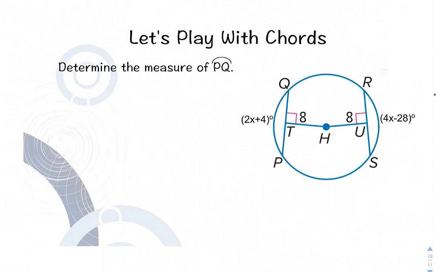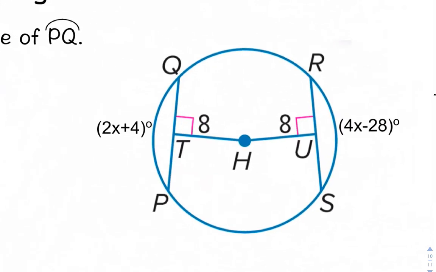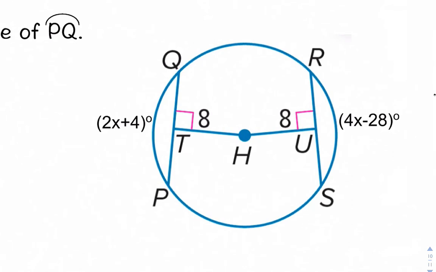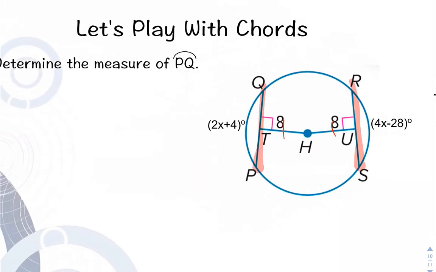This one's fairly easy. Determine the measure of arc PQ. So in this picture, now this deals with our last theorem. It says if our chords are equidistant to each other, well, I know 8 and 8, those are the same distance. Okay, that tells me that these two chords, PQ and RS, are congruent. So again, if they're congruent, I am allowed to just set those equal to each other, and then I can solve.